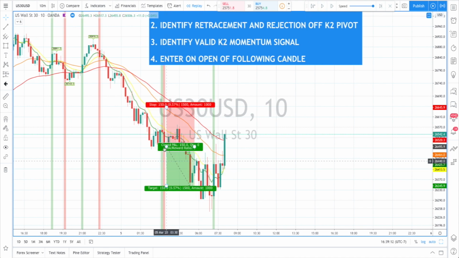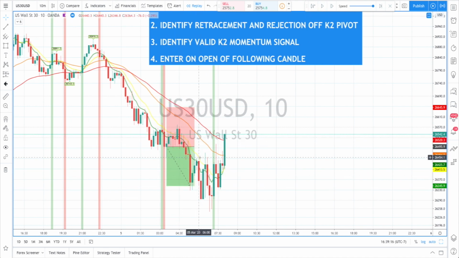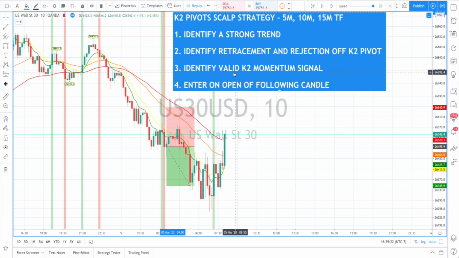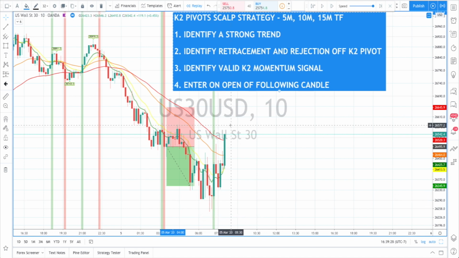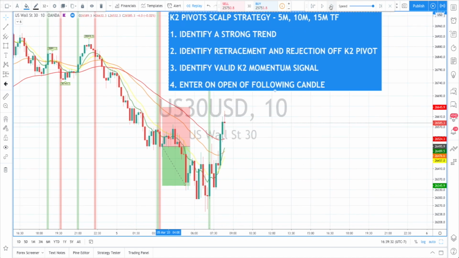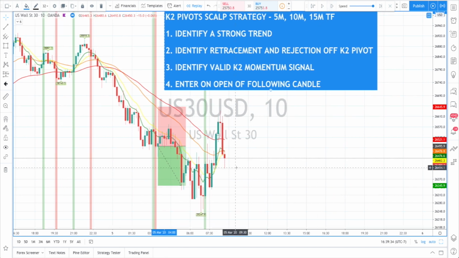You can see right here, we have small retracements and rejections. Prices coming down, comes up as a retracement, rejects, comes back down. But the problem with that is that we don't have a valid K2 momentum signal. So when that doesn't happen, there's no entry. So let's keep watching. It comes down, retraces up this way, and then let's see if there's a rejection. There's no rejection. So in this situation right here, we need a rejection off the K2 pivot zones.